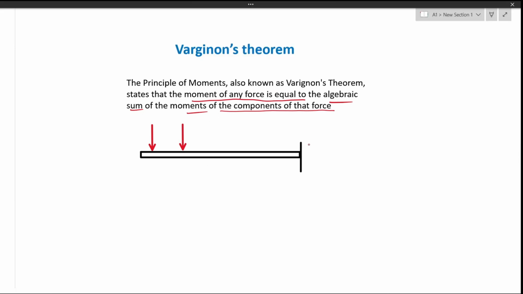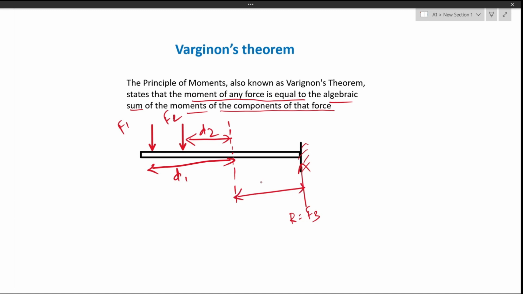Let's assume that there is a fixed beam, with two forces acting on it, F1 and F2. There might be some reaction that happens, that is F3. Consider any point. As per the law, you can take any point. Consider the distance between F1 and this point as D1, between F2 and the point as D2, and between F3 and the point as D3.